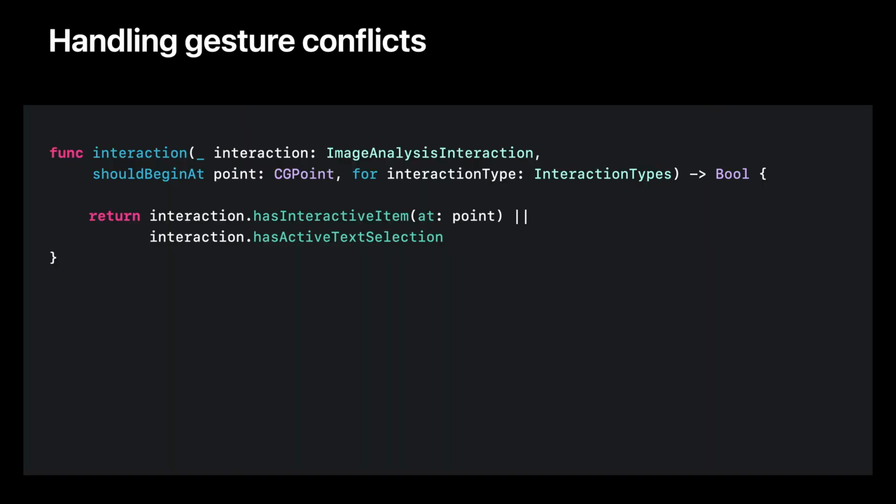Don't panic. Here are a few techniques you can use to help correct if you see these issues occur. One common way to correct this is to implement the delegate method interaction should begin at point for interaction type. If you return false, the interaction will not be performed. A good place to start is to check if the interaction has an interactive item at the given point, or if it has an active text selection. The text selection check is used here so you will have the ability to tap off of the text in order to deselect it.